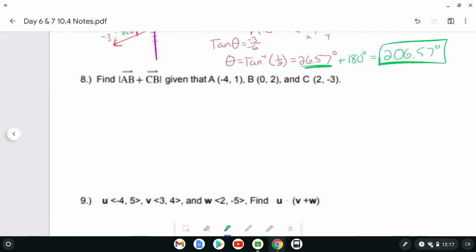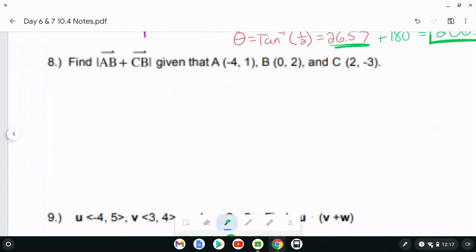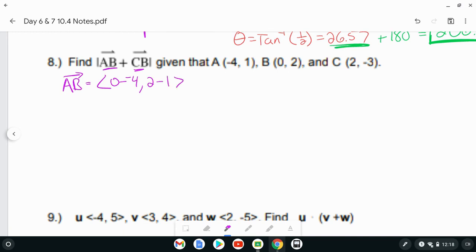Number 8, we got to do a little vector addition here. So the first thing we want to do again, to make these easier to add rather than finding the coordinates and stuff, let's find the component form of AB. The component form of AB, you take x2 minus x1, comma, y2 minus y1. So the component form of this would be (4, 1).